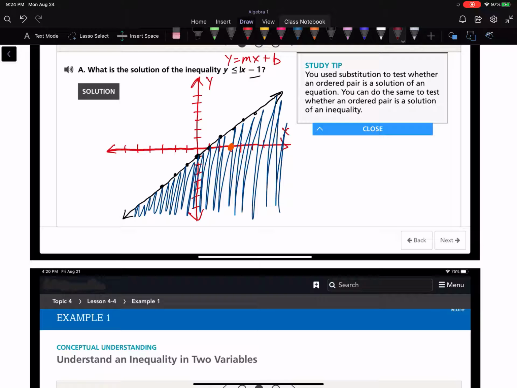Let me see if I can find a different color that shows up a little better. That's better. That's a point that works for the graph. This point right here would be a solution to the graph. This point here is a solution to the graph. Any point that's on that line or below it. All these points that are on the line are also solutions because it said less than or equal to. So that's the basic way of doing it.